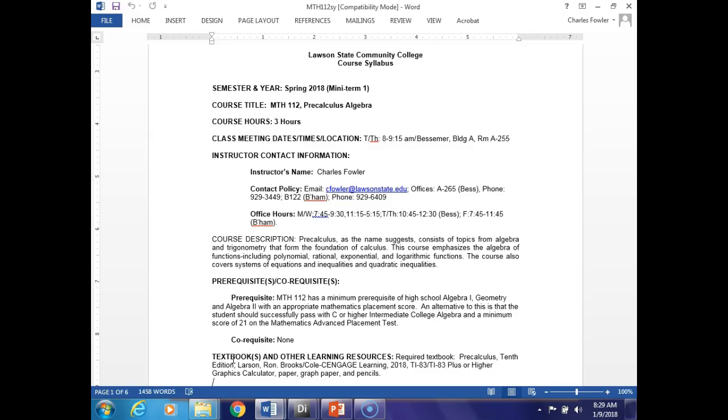Math 113 is pre-calculus trigonometry, so they put that in here, but that's not to do with this course, that form the foundation for calculus. That's why they call it pre-calculus. The course emphasizes, number one, the algebra of functions, including polynomial functions, rational functions, exponential functions, and logarithmic functions. I'm saying that especially because when you see what we're going to cover, you'll see these same topics come up. The course also covers systems of equations and inequalities and quadratic inequalities.